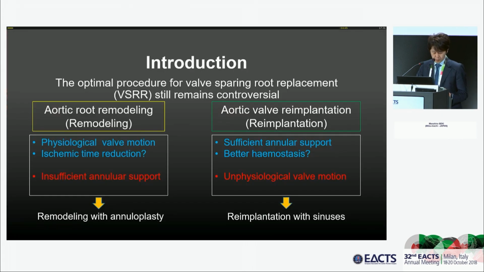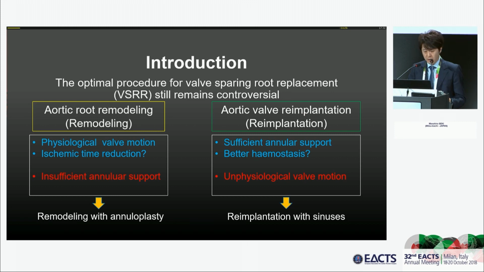The optimal procedure for valve sparing root replacement still remains controversial. Recent reports show that reimplantation using a graft with sinuses provides better valve behavior. As for remodeling, concomitant annuloplasty procedures are reported to preserve the physiological hemodynamics and annulus stability. However, valve behaviors of remodeling with annuloplasty and reimplantation using graft with sinuses have never been compared in detail.